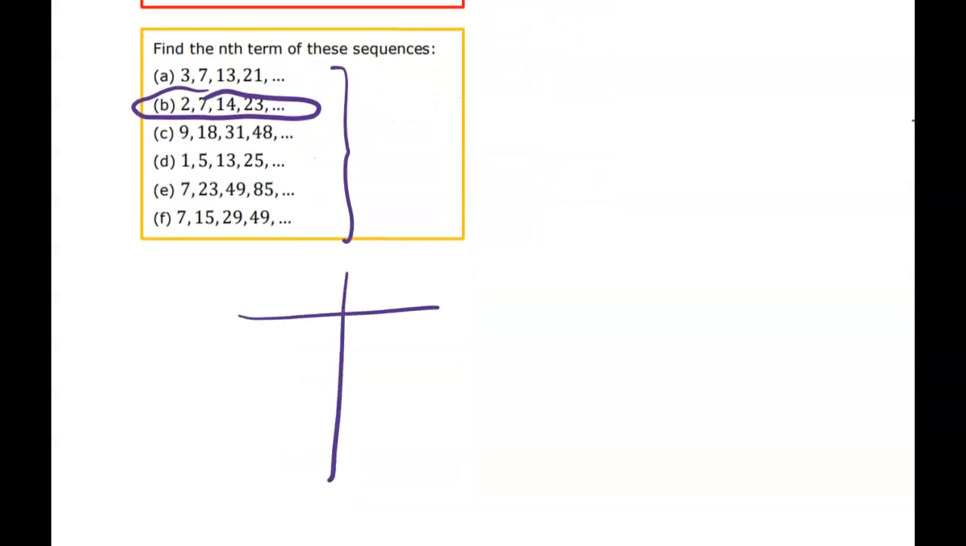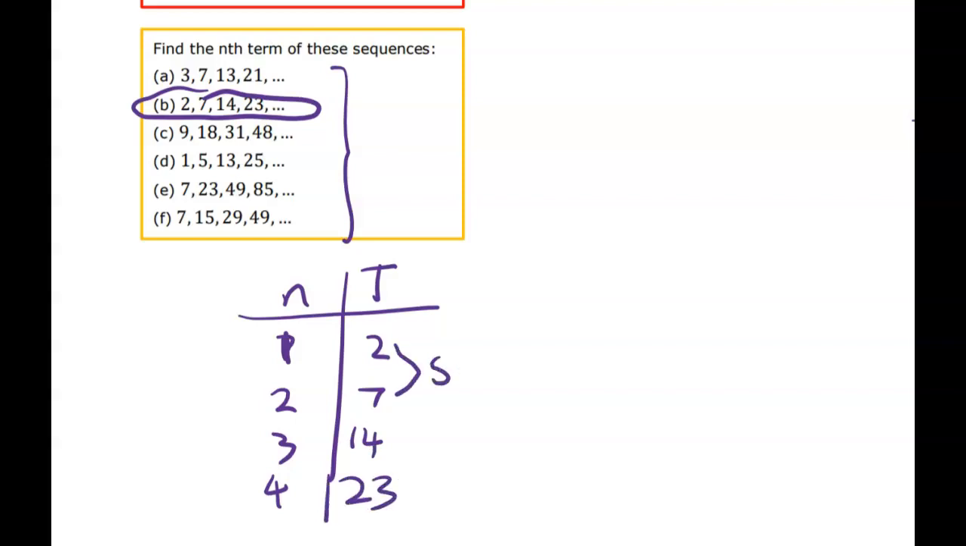So let's try this. We've got n here and t here. n is 1, 2, 3, 4. t is 2, 7, 14, and 23. Right, so off we go as usual. 5 here, 7 here, 9 here.